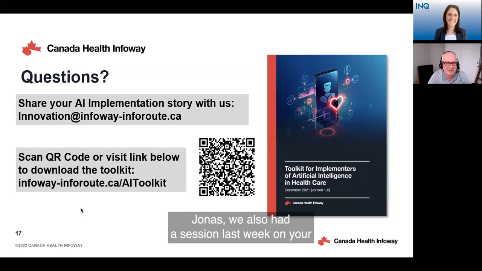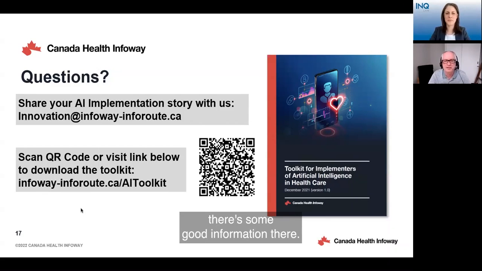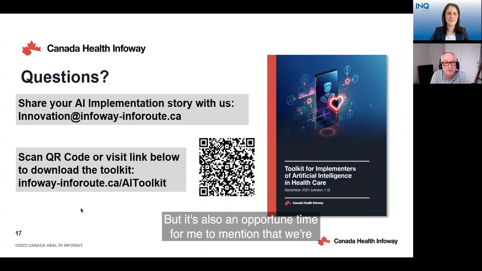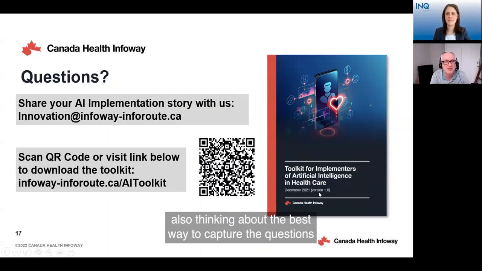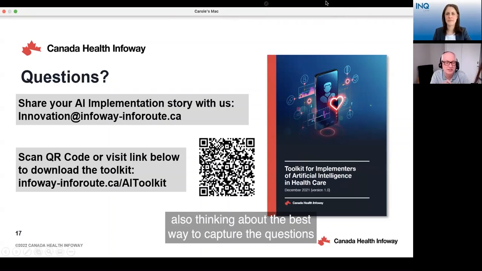Jonas, we also had a session last week on your organization's readiness for implementing a solution. There's some good information there, but it's also an opportune time for me to mention that we're thinking about the best way to capture the questions that we couldn't answer during all of our sessions. We always have a couple of overflow ones.